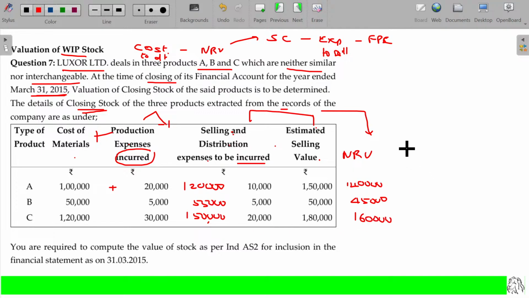Now, between these two, whichever is lower will be taken. So, whichever is lower of cost or NRV will be the final value. Here, 1,20,000. In this case, 45,000. Last case, 1,50,000. Clear? Total 3,15,000.